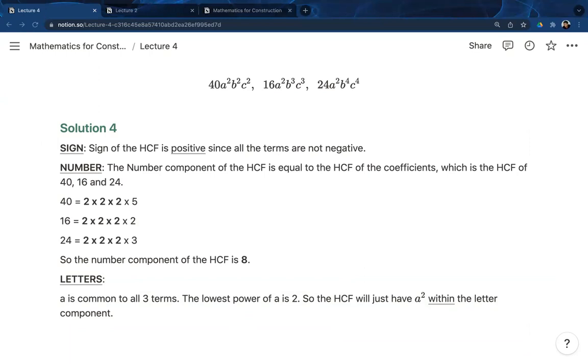What about the B? Is B common? Yeah, okay, good. So B is common. What's the lowest power of B? I'm seeing a 2, a 3, and a 4. So let me write a 2.